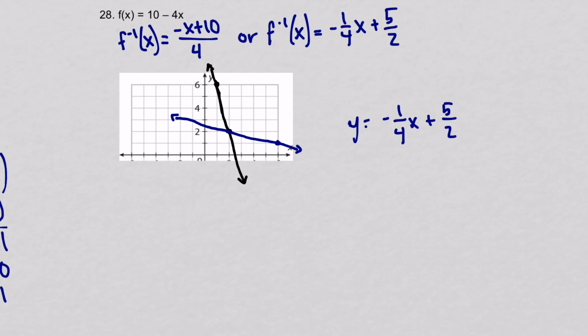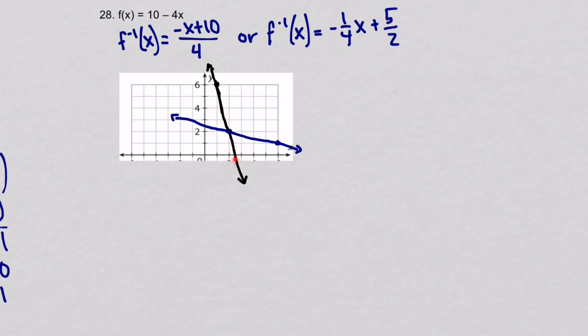Okay, so here is the correct solution for number 28. Okay, the inverse is -x plus 10 over 4, all over 4. Or you could write it as -1 over 4x, right? I get -1 over 4 from right here. -x over 4, -1 over 4. Plus 5 halves, which is 10/4. Just simplified down, right? And then here's your graph.